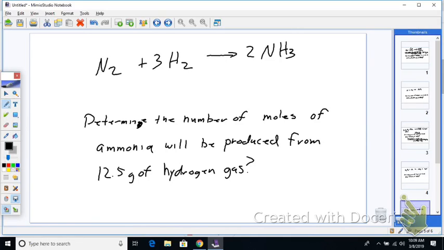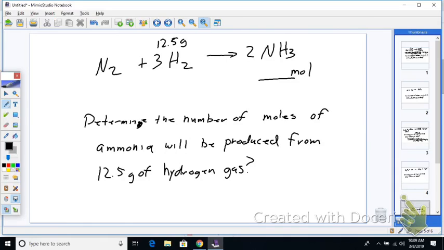and where you're starting. I always like putting on my map, hey, this is where I'm starting. I'm starting at 12.5 grams. And it's asking for me the moles of ammonia. This is ammonia, NH3. So I need to get down here. I need to go from hydrogen to moles of NH3.